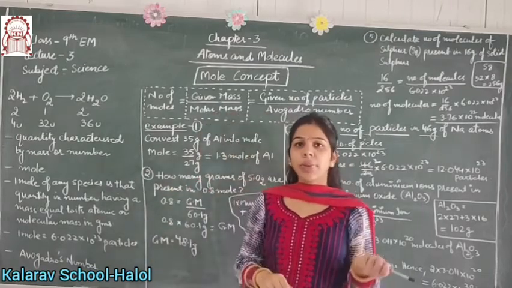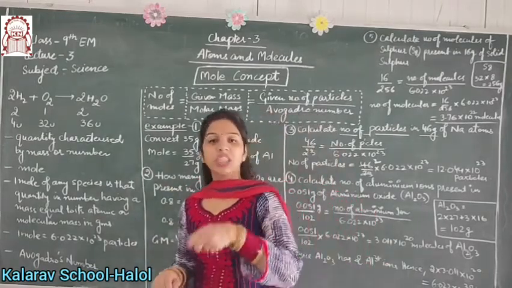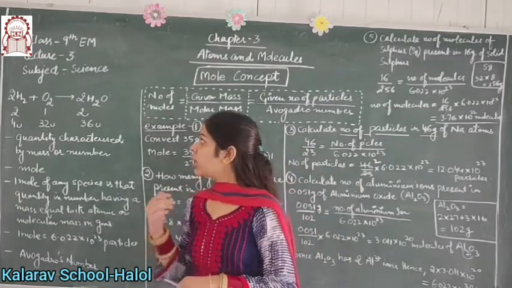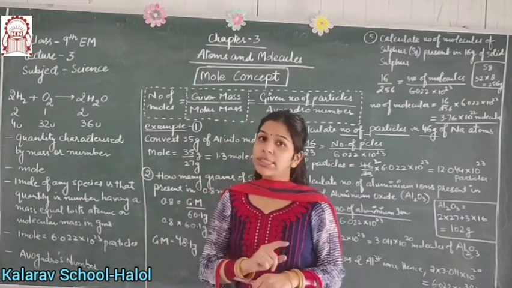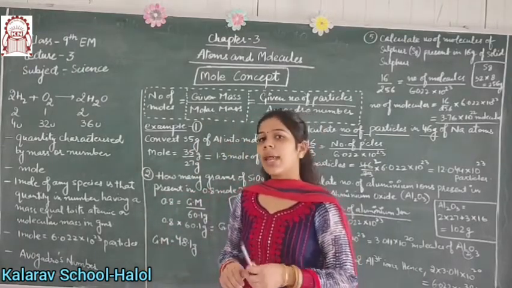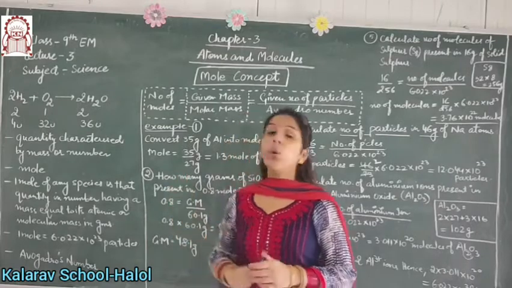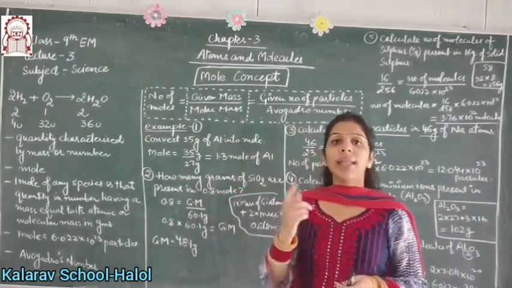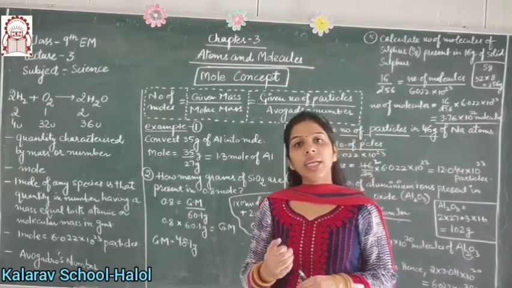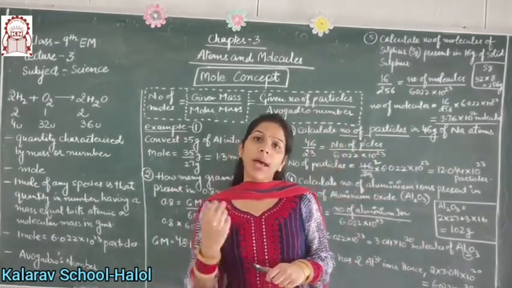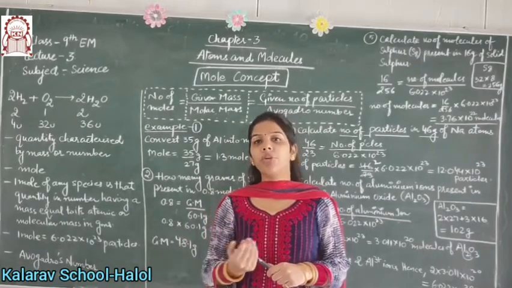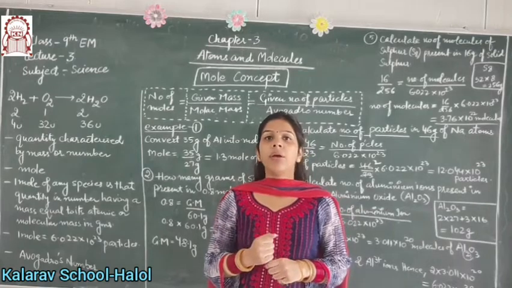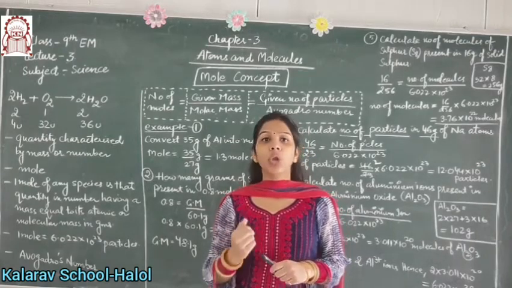So simply I can replace that u with g. So I say 4 gram of hydrogen reacts with 32 gram of oxygen to give 36 gram of water. Any quantity is characterized by its mass or number. But in a balanced chemical equation, it is convenient to understand by the number of molecules, number of atoms or number of ions. To solve this problem, we have a concept that is mole.